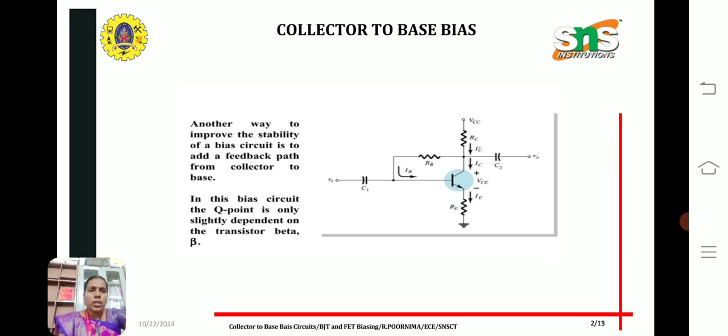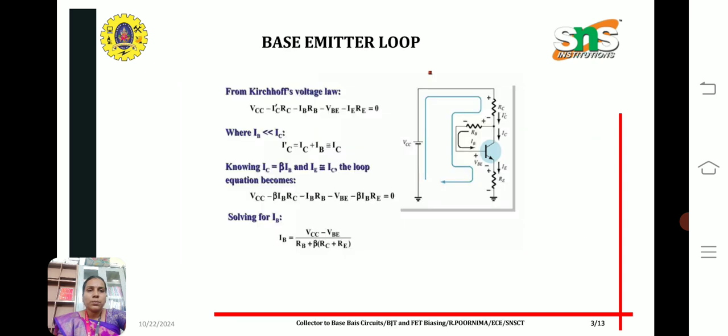As shown in this diagram, another way to improve the stability of the base circuit is to add a feedback path from collector to base. Consider the diagram where, in the collector terminal, RC is connected to the power supply, and we also take the feedback such that resistance RB is connected to the base. So this acts as the feedback path. In this bias circuit the Q point is only slightly dependent on the transistor beta, so that we can get a stable current. For analyzing this collector to base bias circuit, we need to apply Kirchhoff's voltage law.